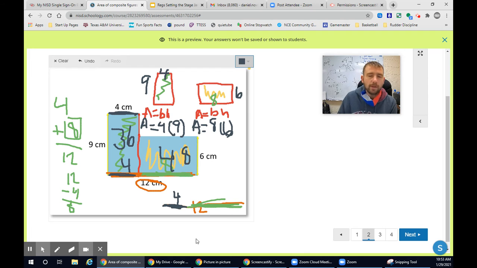Now, that's only part of the problem, because remember, I want to know the area of the entire composite figure. So I know the area of the green rectangle was 36, and I know the area of the yellow rectangle is 48. So my last step is to determine the total. So I'm going to say 36 plus 48, and then I add those together. 8 plus 6 is 14. I carry my 1. 4 plus 3 is 7, plus 1 more is 8.